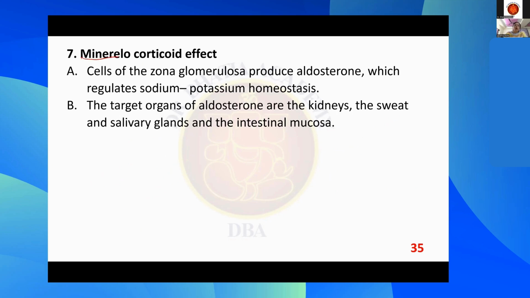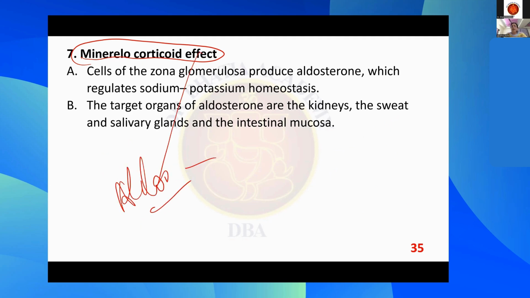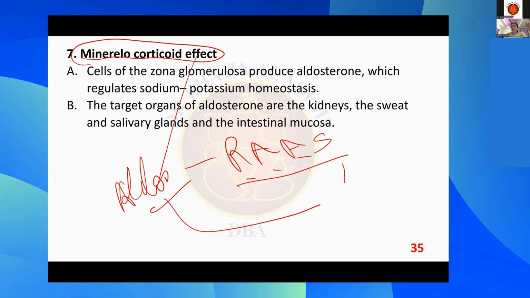What are the mineralocorticoid effects? These were all glucocorticoid effects, or the cortisol effects. So mineralocorticoid, in short, is aldosterone. It is under the influence of the RAS, that is the renin-angiotensin-aldosterone system, and the mechanism of action is that they cause salt and water retention. That is a normal action.